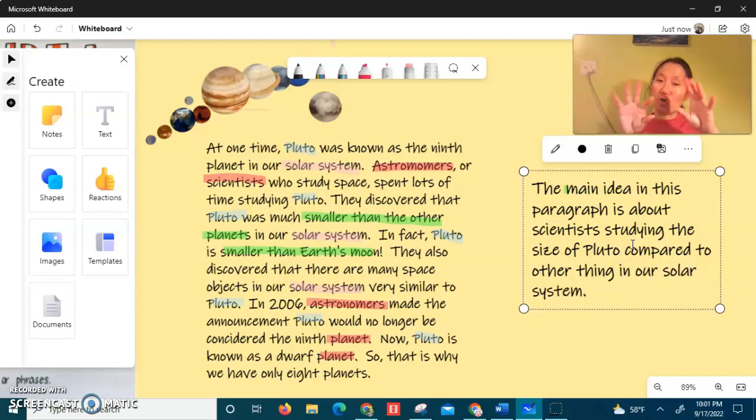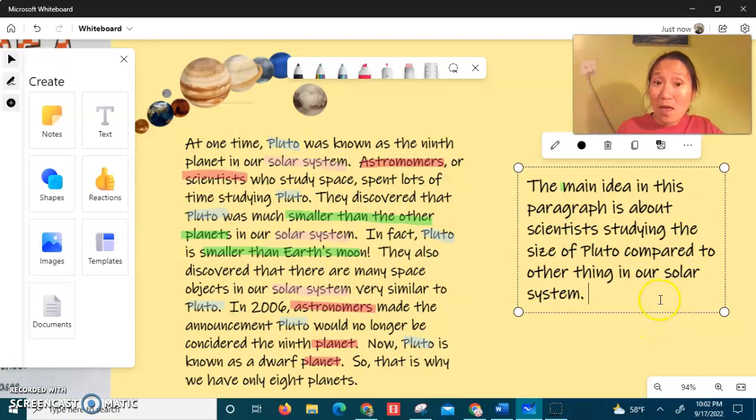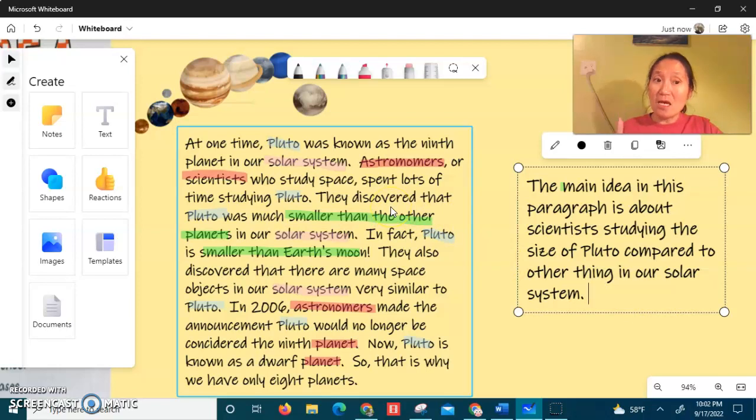Now, I used some of the words that were repeated in this paragraph to type up my main idea. We will use RACE as well because we need to use those facts there, but that'll be a different lesson. I just want to find main idea right now.